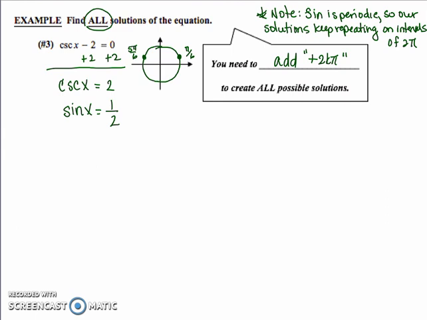But because we're saying that we want all solutions, we have to write our answer as x equals pi over 6 plus 2k pi, which means every time you go around this unit circle, you get another answer at that location, and 5 pi over 6 plus 2k pi, which means every time you go around the unit circle, you get another answer at that location.